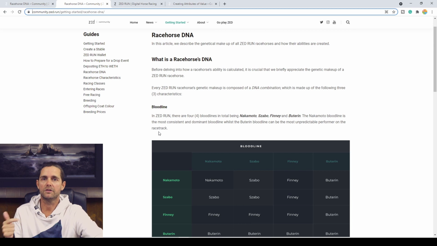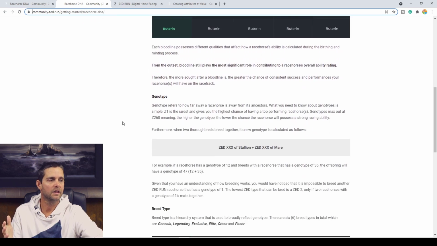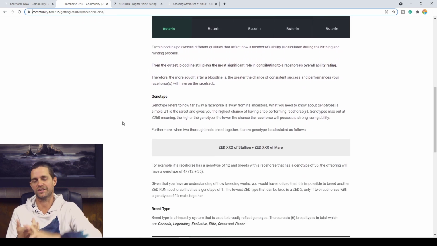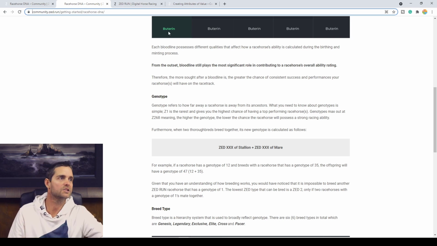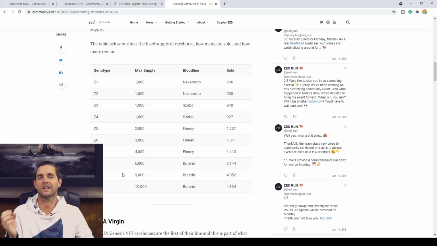Bloodline: Nakamoto, Szabo, Finney, Buterin. And we'll take a deep dive on that in the coming days. Then we have Genotype, which is your Z1, Z2, Z3, Z4, down to 10. So as we saw over here, these are the Genesis genotypes, Z1, 2, 3, 4, 5, all the way down to 10.